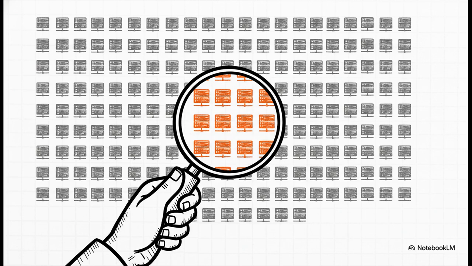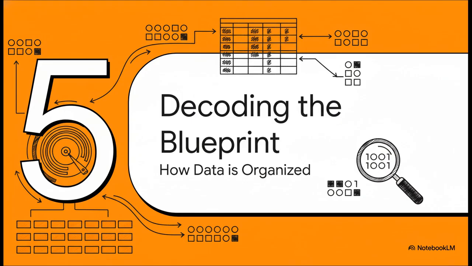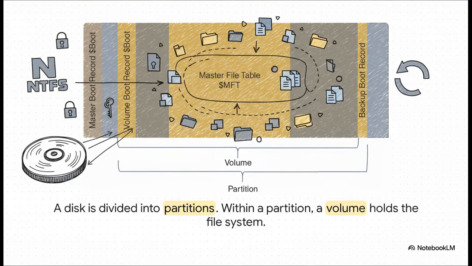Okay, so once you've collected the data, either live or from a perfect image, the next step is to actually understand it. And to do that, you have to know how data is structured on a disk. It's not just a big, chaotic mess of ones and zeros. So here's the basic layout. You have your physical disk, and it's divided into partitions. Inside a partition is a volume, and that volume is formatted with a file system, like NTFS, which is what Windows uses. This is the logical structure the operating system uses to keep everything organized.